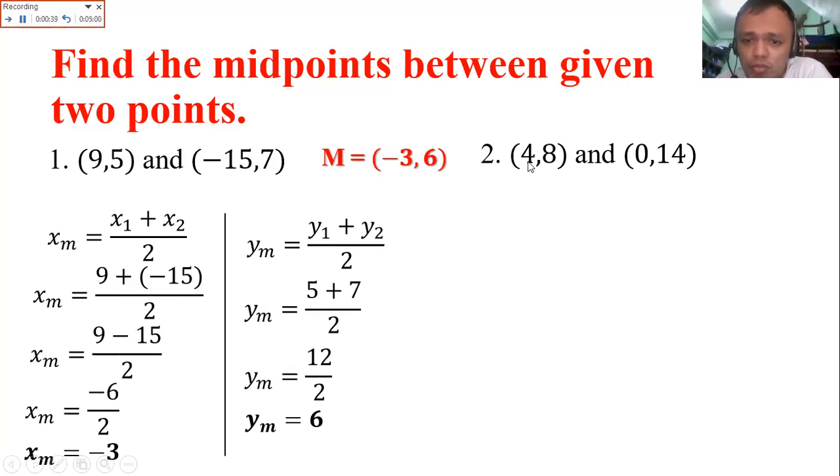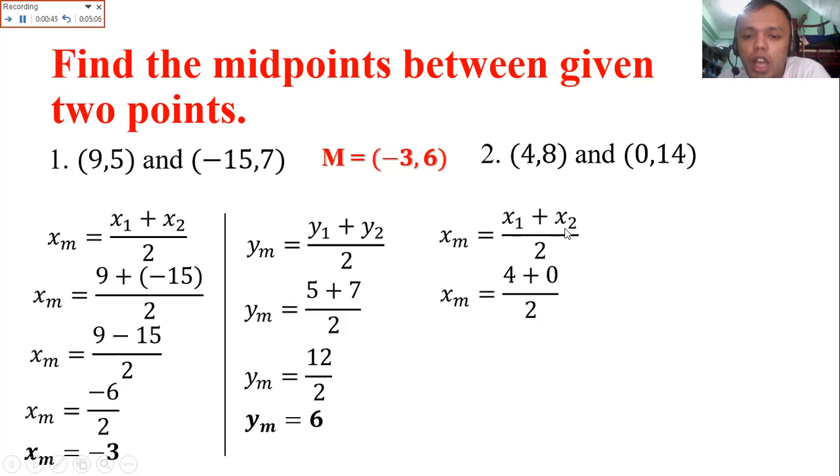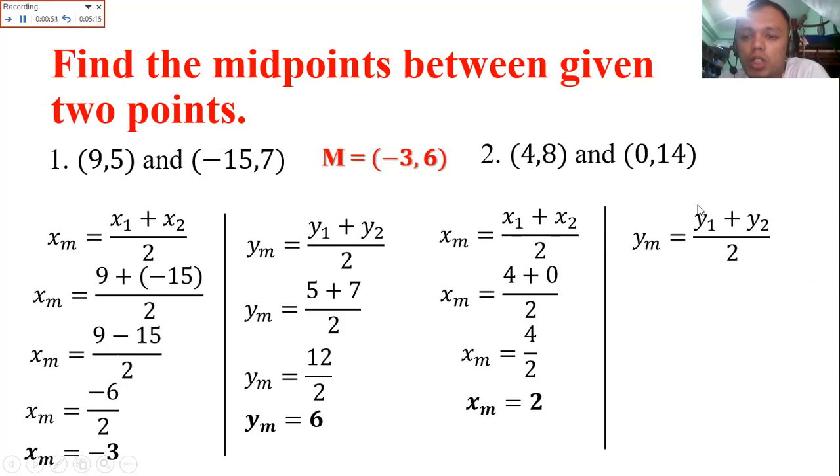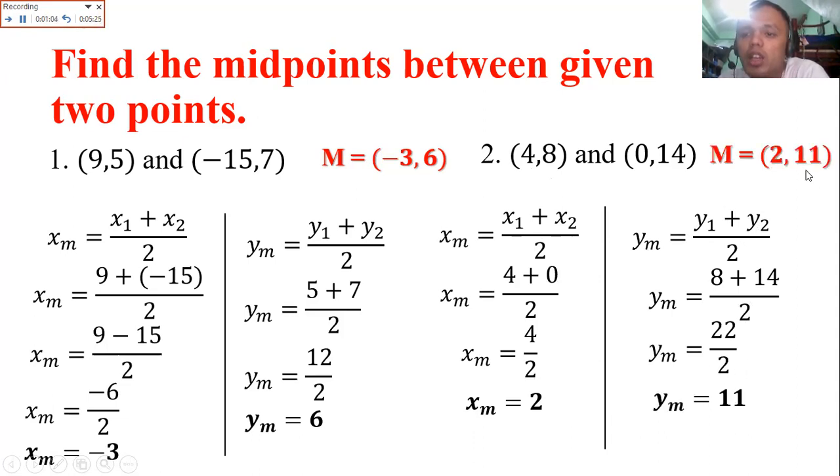Next, ito na, 4 and 8, 0 and 14. Okay, substitute, no? X of 1, we have 4, x of 2, 0. 4 plus 0 is 4, divide by 2, then we have 2, no? For x of m. For y sub m, we have y sub 1 is 8, plus your y sub 2 is 14. Add natin, 8 plus 14, that is 22. Divide by 2, that is 11. Therefore, the midpoint is 2 and 11.